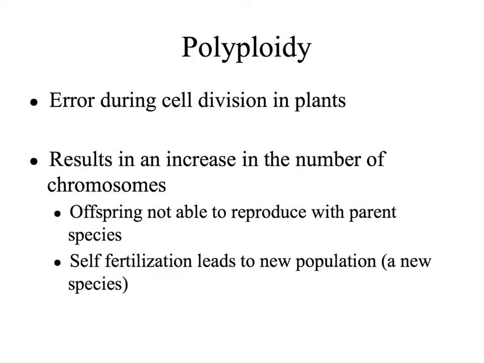Polyploidy occurs when there is an error in cell division, particularly in plants. Animals tend to be less tolerant of this process, and the embryos usually die early in development. Plants, though, can tolerate polyploidy, and this process has given us many new species. Polyploidy results in an increase in the number of chromosomes. Offspring are not able to reproduce with parent species, so they often self-fertilize, leading to a new population and a new species.